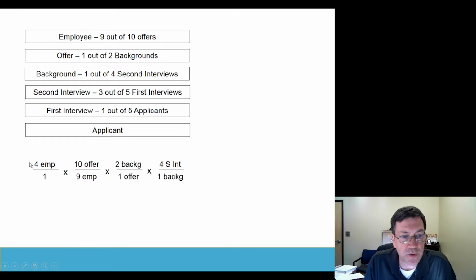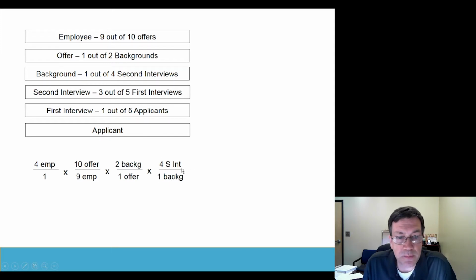So again, up here we started with 4 employees, we have 9 employees and 10 offers. So we put the employee down here, we bring in the offer, it's a 9 to 10. Offers to backgrounds is 1 out of 2, so 1 offer comes out of 2 background checks. The background checks is a 1 to 4 relationship with second interviews, so meaning we get a 1 background check out of 4 second interviews.